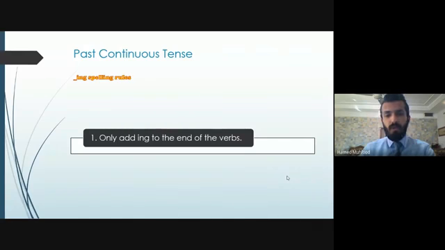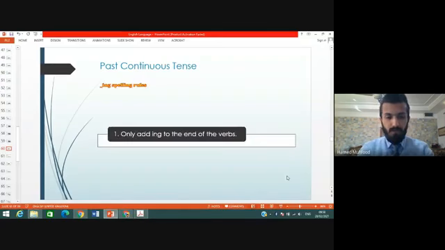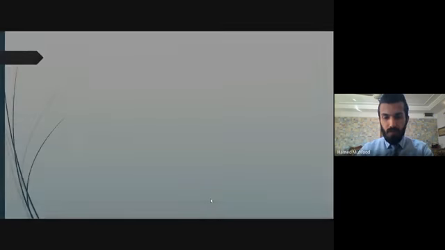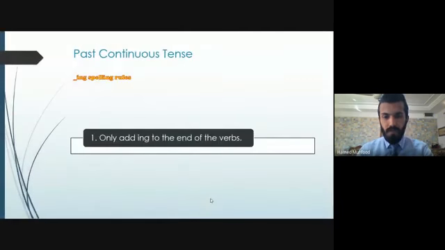So the first rule, of course, is that we only add ing to the end of the verbs. Basically, we have to add ing to the verbs. This is about most of the verbs in English. We can only add ing.